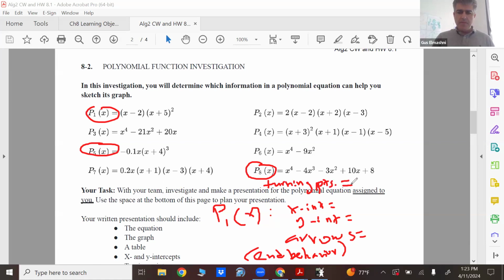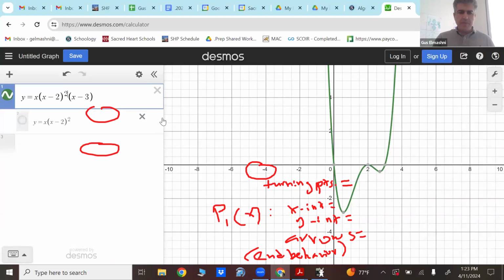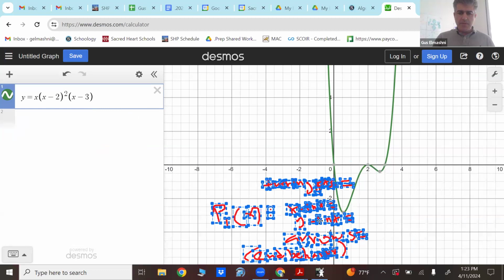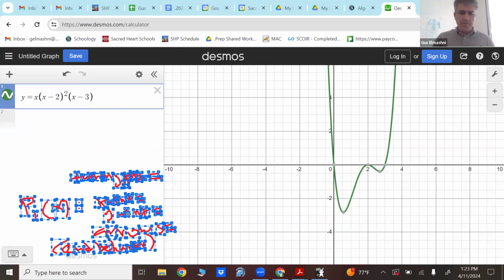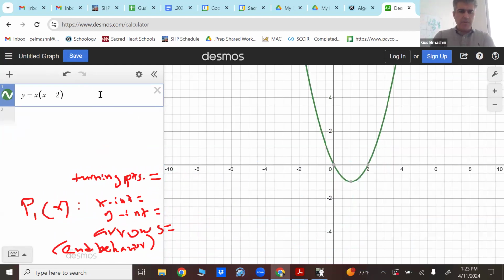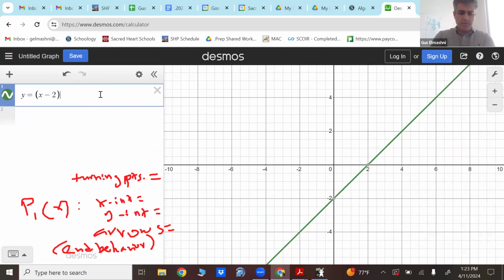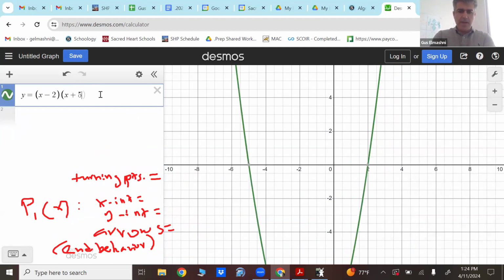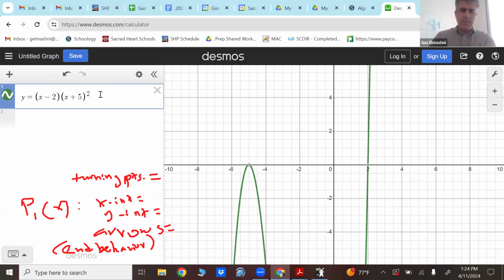Okay, so let's look at the first equation. x minus 2, x plus 5 raised to the second power. So P1(x). Let me close these. Get rid of that. Let me move this over here. Perfect. Okay. So x minus 2, x plus 5 raised to the second power. Okay.